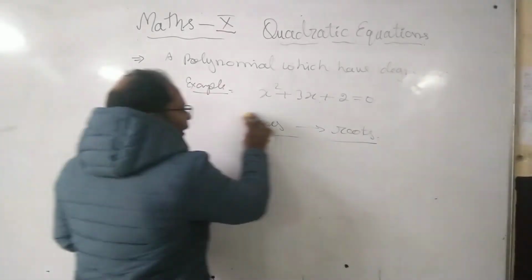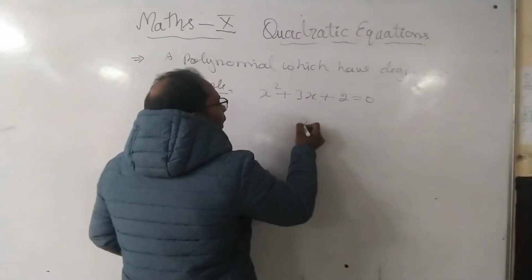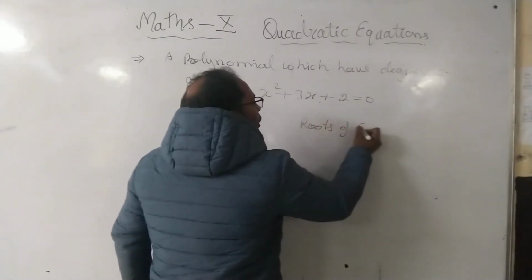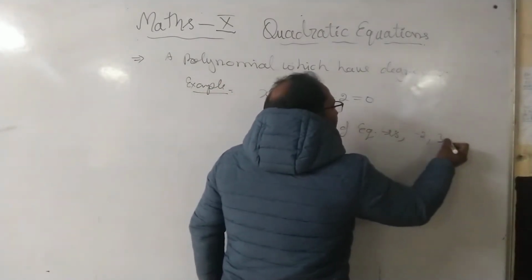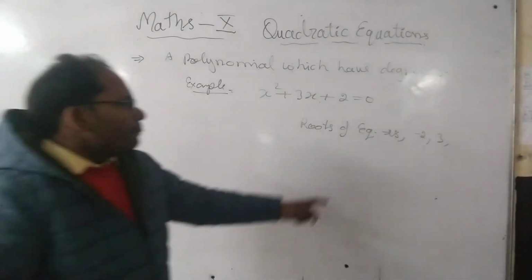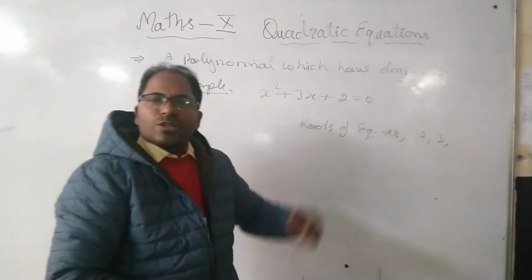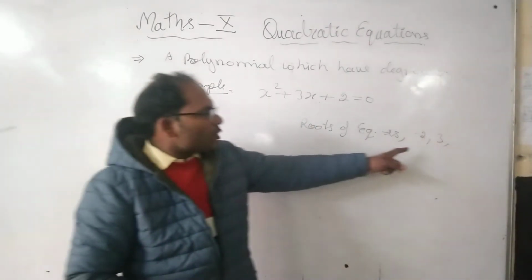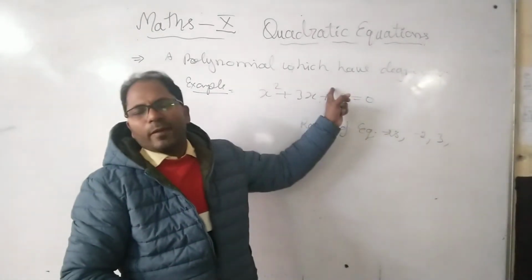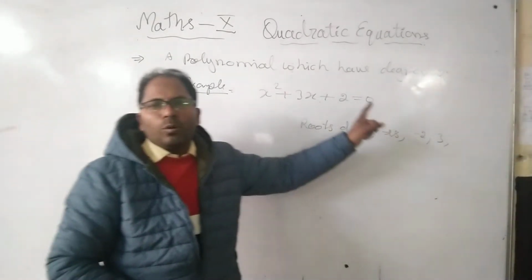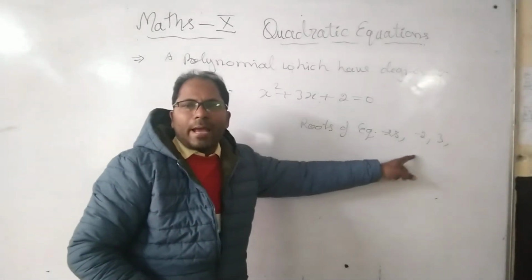Suppose for example, the roots of this equation are minus 2 and 3. Because two roots will be there, because the degree of the quadratic equation is 2. So these two solutions must satisfy this equation. If these solutions do not satisfy this equation, these are not the roots of this equation. So let us use these values of x one by one.